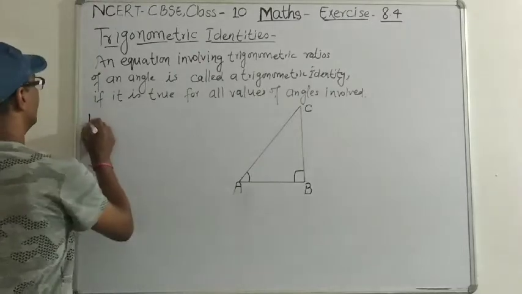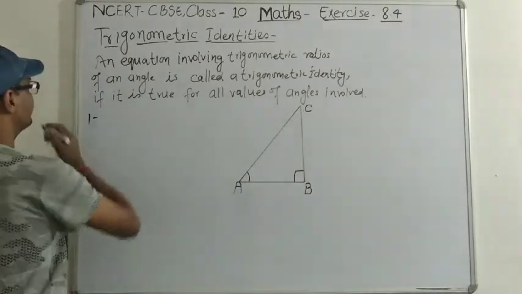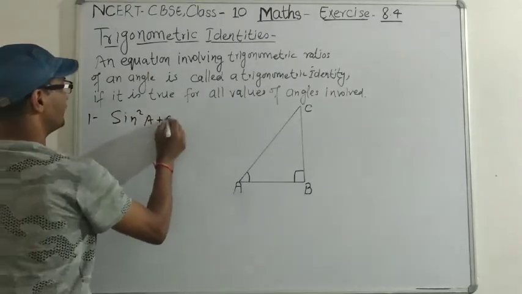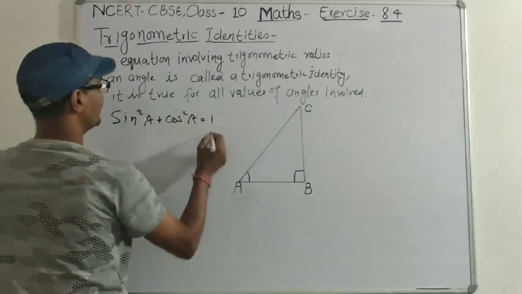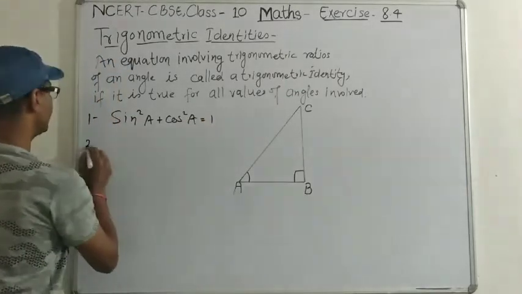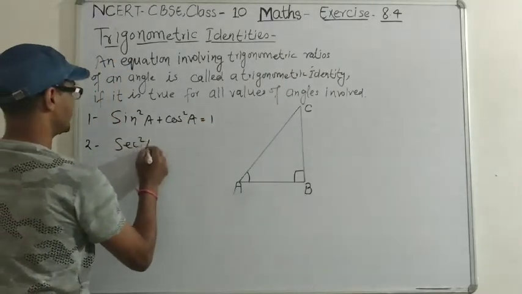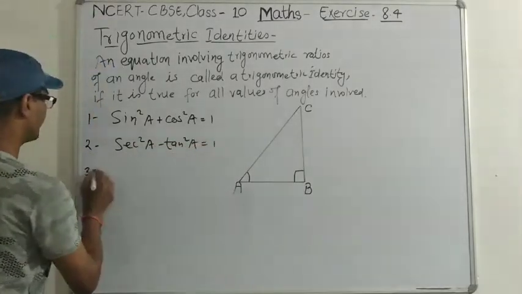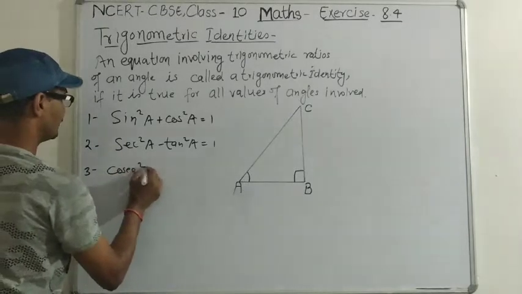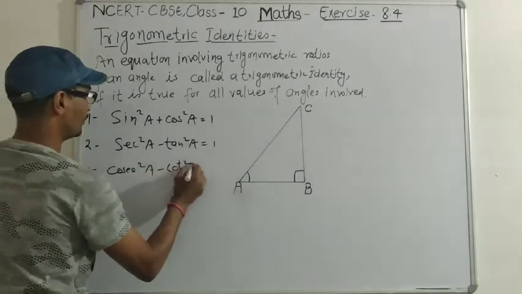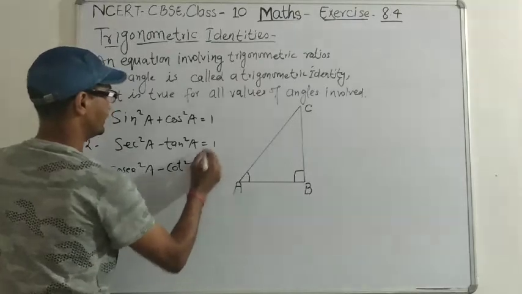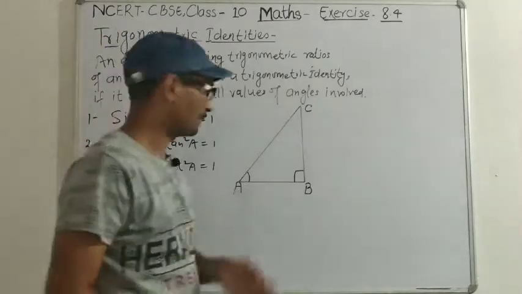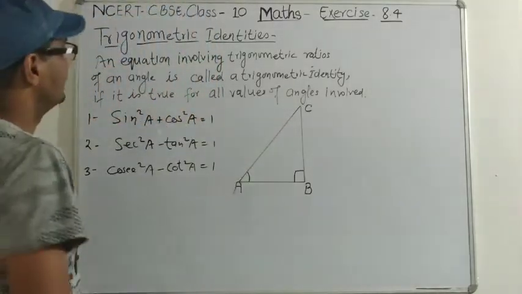So we have three identities we will prove here. First is sin square A plus cos square A equal to 1. Second is sec square A minus tan square A equal to 1. Third is cosec square A minus cot square A equal to 1. These three are very important identities, and they will help to solve the questions in this exercise.